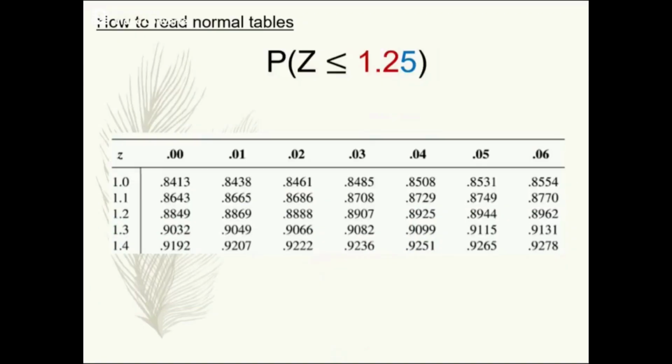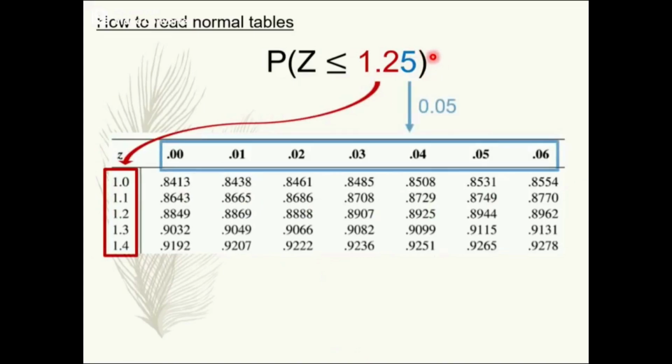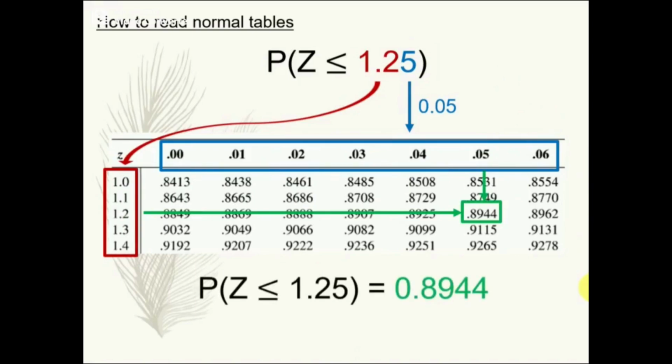So let's look at an example. Suppose we want to find the probability that Z is less than or equal to 1.25. You're going to look for 1.2 in the far left column, and then look for the hundredths in the top row. You go across at the value of 1.2, and down at the value of 0.05. Where those intersect, that is the probability to the left of 1.25. So the probability that Z is less than or equal to 1.25 is 0.8944, exactly what we have in the table.